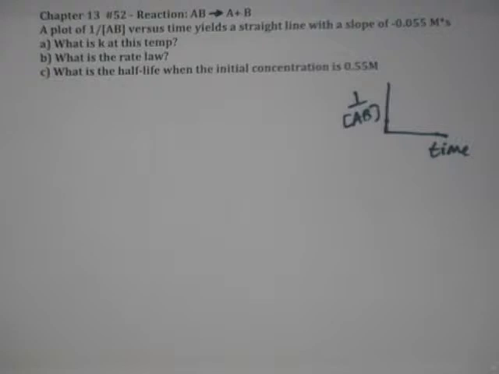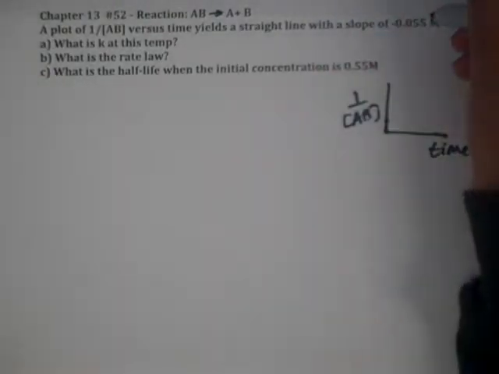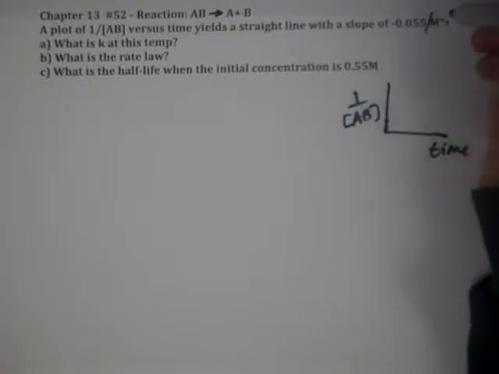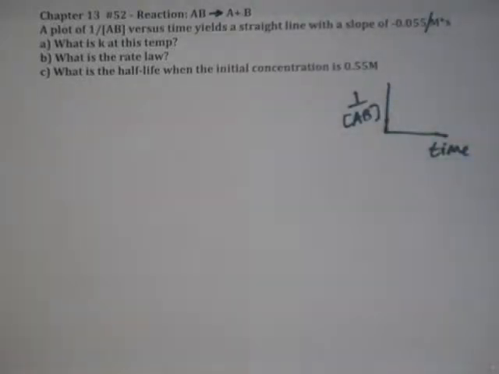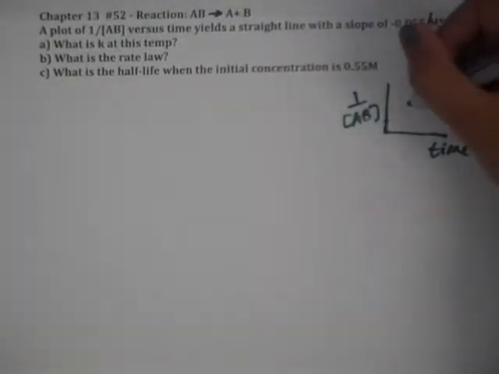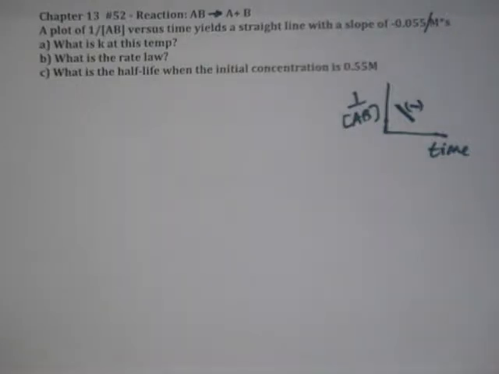Now, roughly, that is a negative slope, right? That's all we need to keep in mind. It's a negative slope. So what does this sketch represent? It represents a second order reaction. So that is what we need to be thinking about.